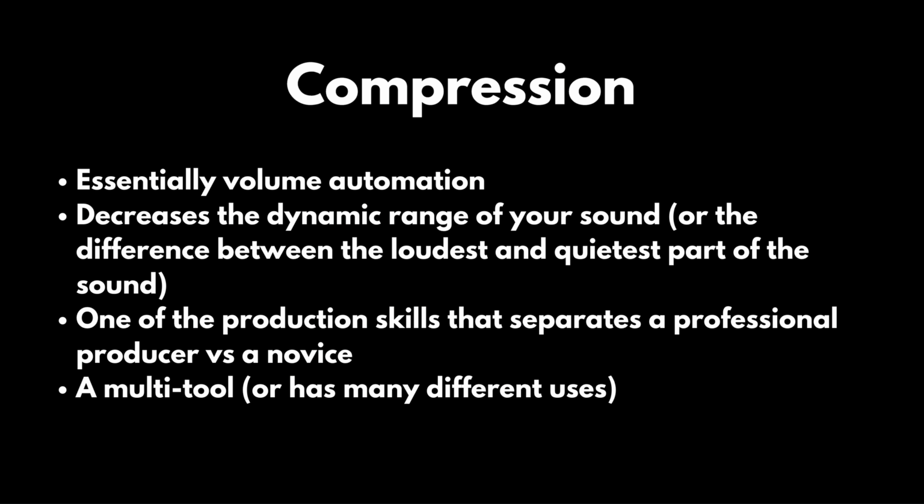So what is compression? Compression is essentially volume automation. What it does is decrease the dynamic range of your sound, or the difference between the loudest and the quietest parts of your sound. Basically, when you're compressing something, you're turning down the loudest part of a sound, typically so you can turn everything back up. That way you have a smaller range between the quietest part and the loudest part of your sound. And again, it's one of the production skills that separates a professional producer from a novice.